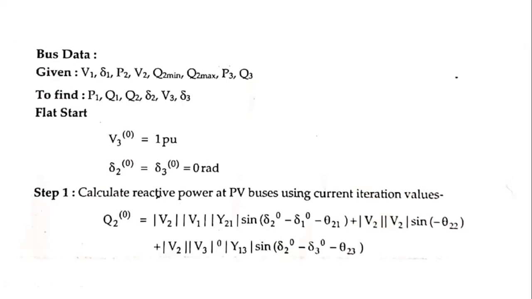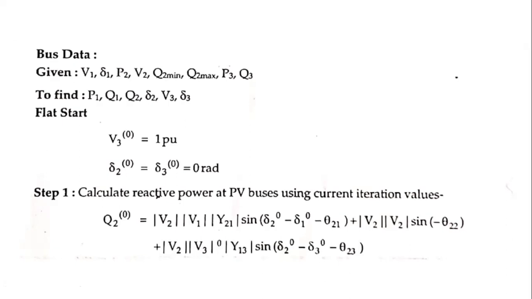Next, coming to the bus data. We have many parameters: V, delta, P and Q. First of all, we take the parameters that are given.